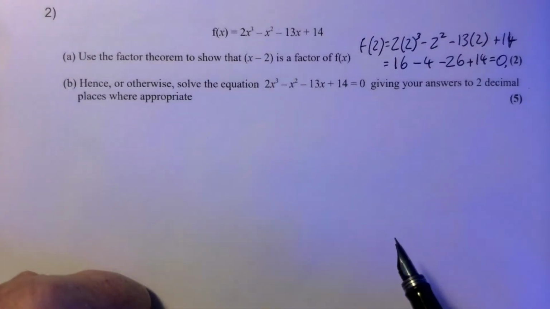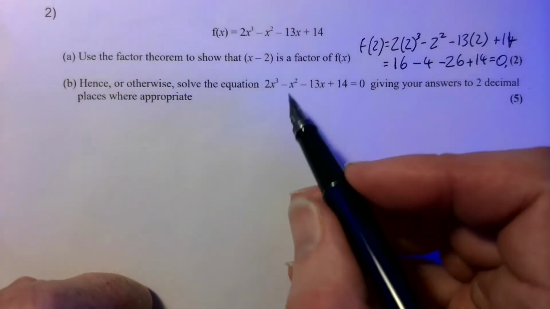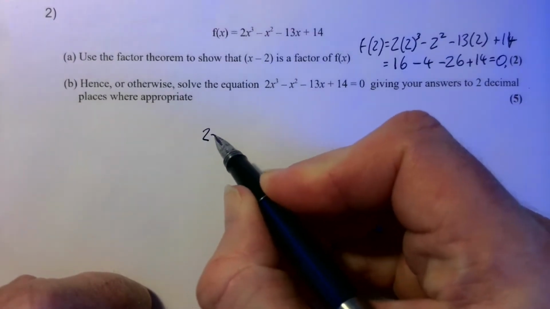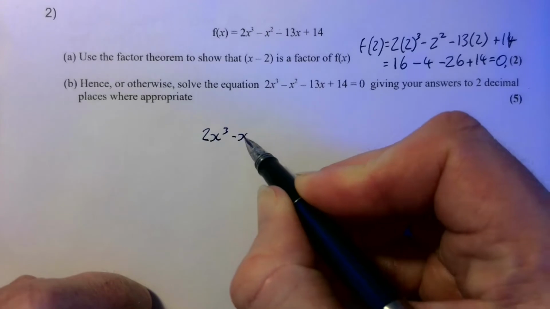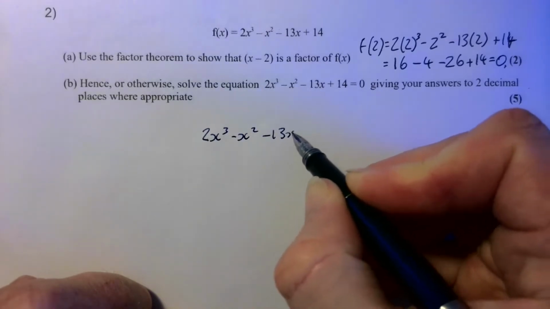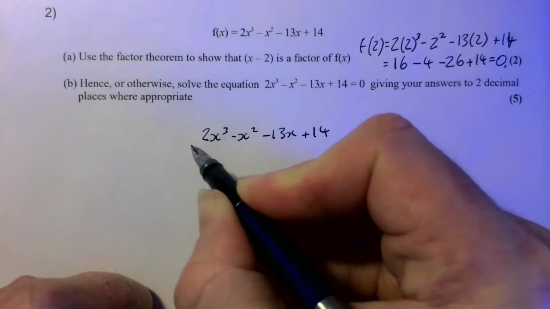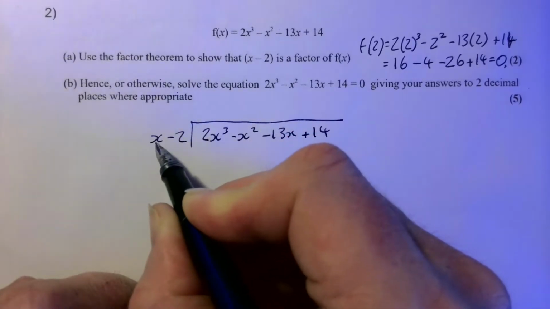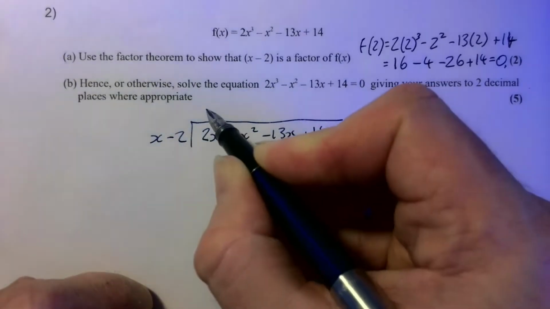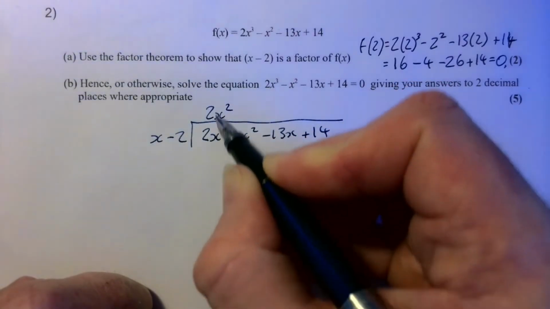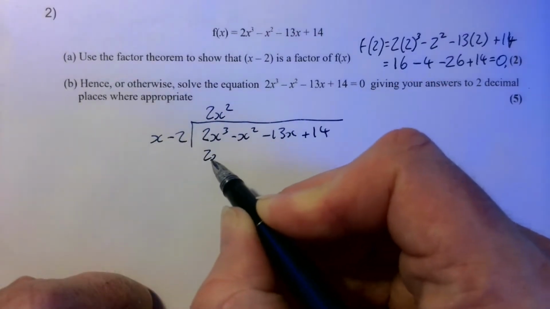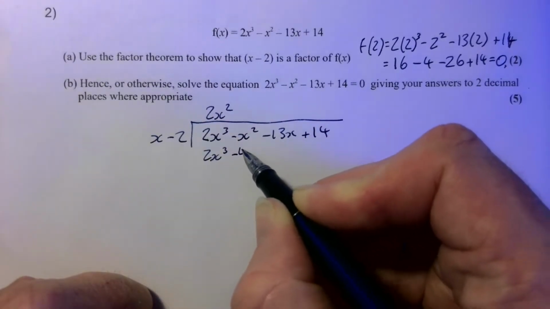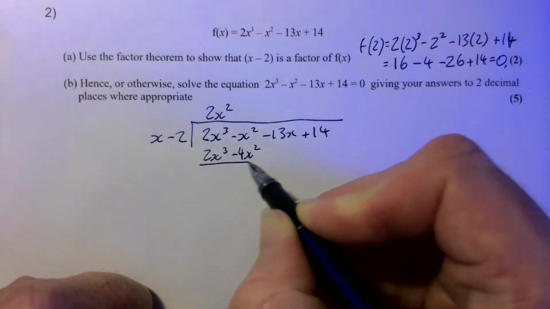Right, the hence or otherwise, well that means because we know x minus 2 goes into this, that's going to help us factorize this. We need to do a bit of long division on here. So we're dividing by x minus 2. We just divide the x into 2x cubed, which gives us 2x squared. 2x squared times x is 2x cubed. 2x squared times negative 2 is negative 4x squared.